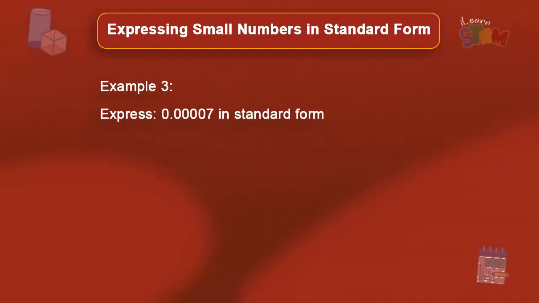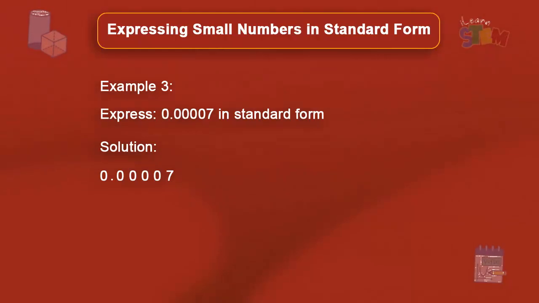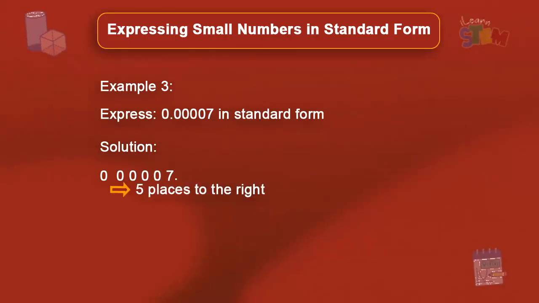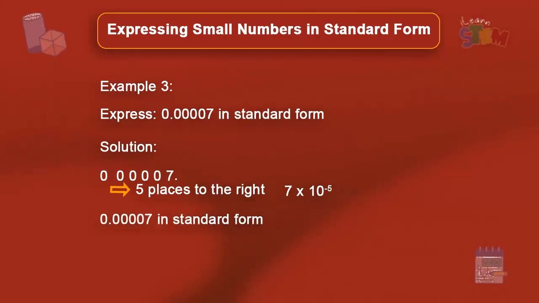Express 0.00007 in standard form. Solution. Just like we did before, we write out our numbers. We then move our decimal point to the right, counting as we move. 1, 2, 3, 4, 5. We moved 5 places. So we write 7 times 10 raised to power minus 5. Therefore, 0.00007 in standard form equals 7 times 10 raised to power minus 5.